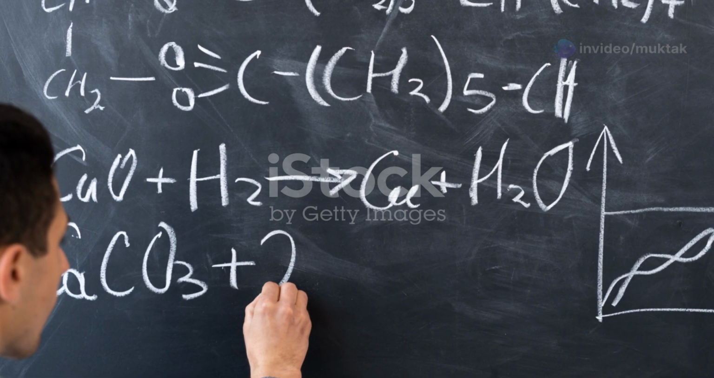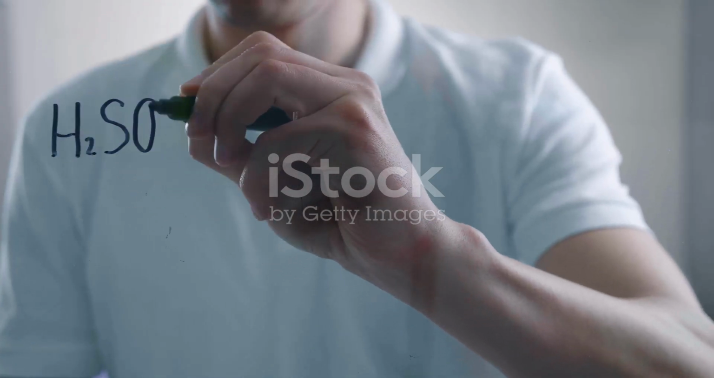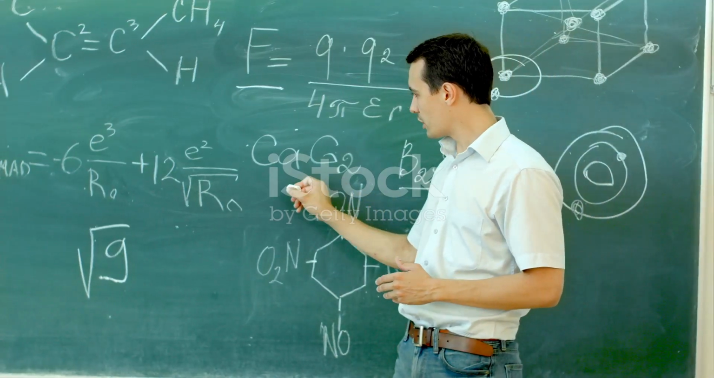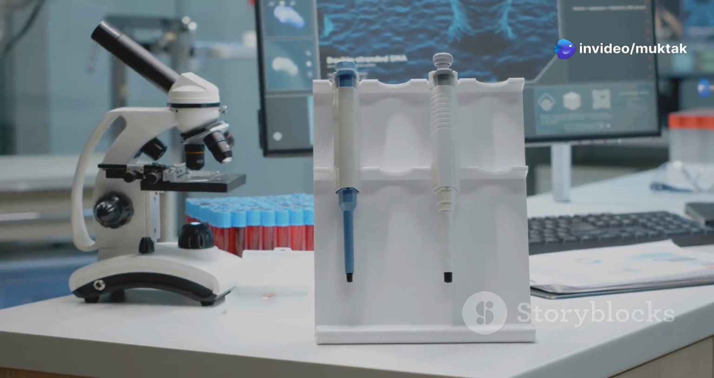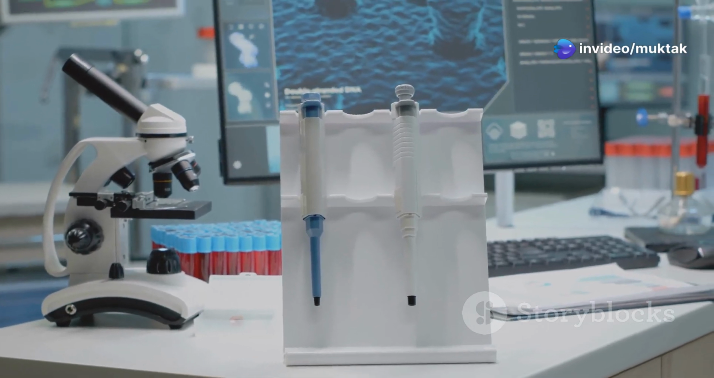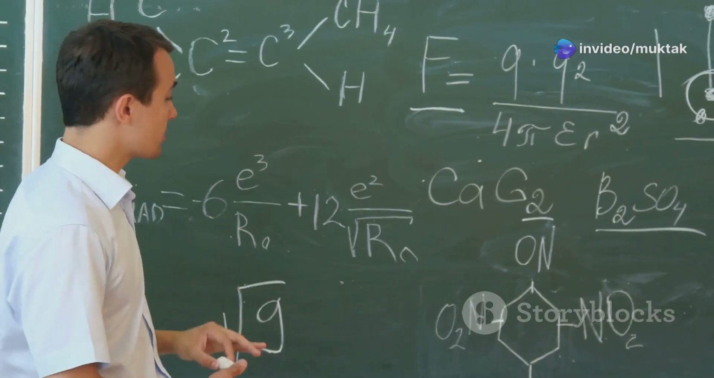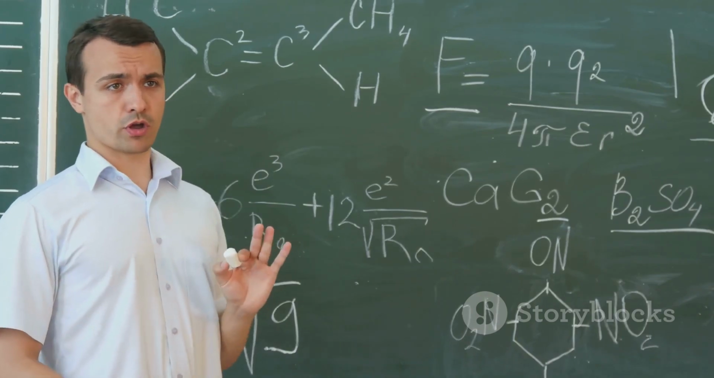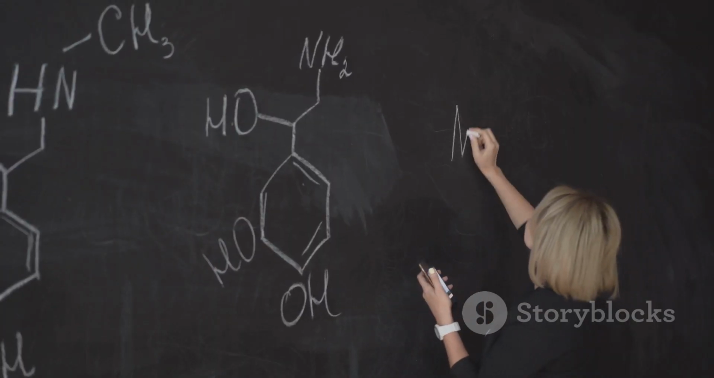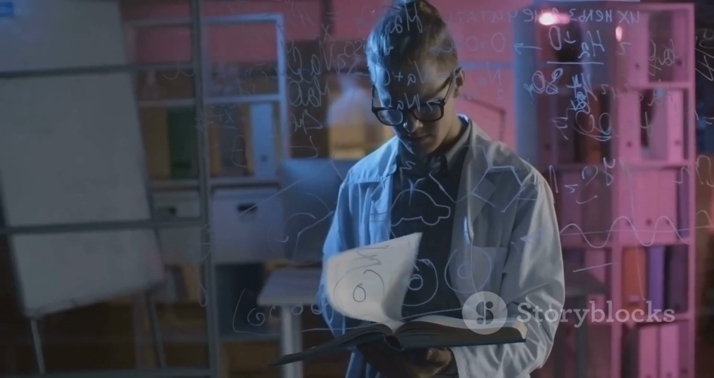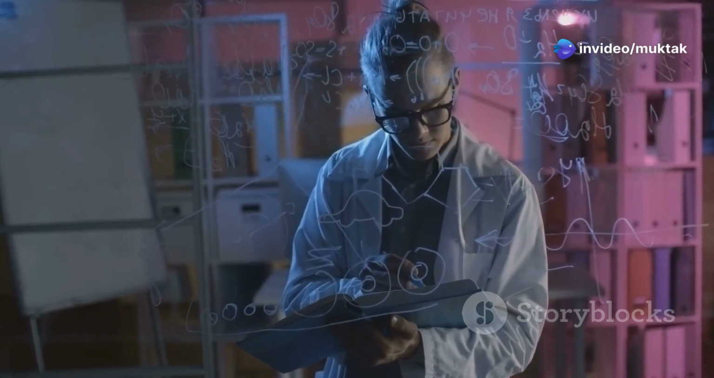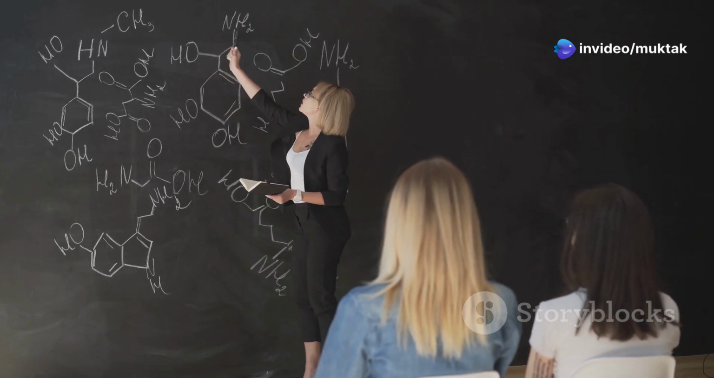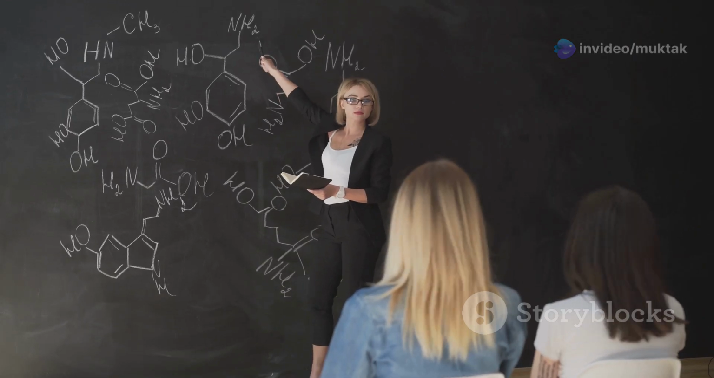Balancing a chemical equation might seem tricky at first, but it becomes easier with practice. Let's break it down into steps. First, write down the unbalanced equation. Take note of all the reactants and products involved. Next, count the number of atoms for each element on both sides of the equation. Compare these numbers to see which elements are unbalanced. Start by balancing the elements that appear in only one reactant and one product. Leave hydrogen and oxygen for last, as they are often in multiple compounds.